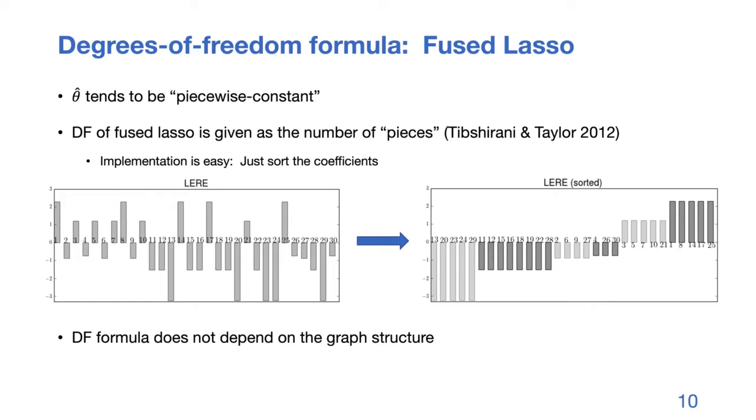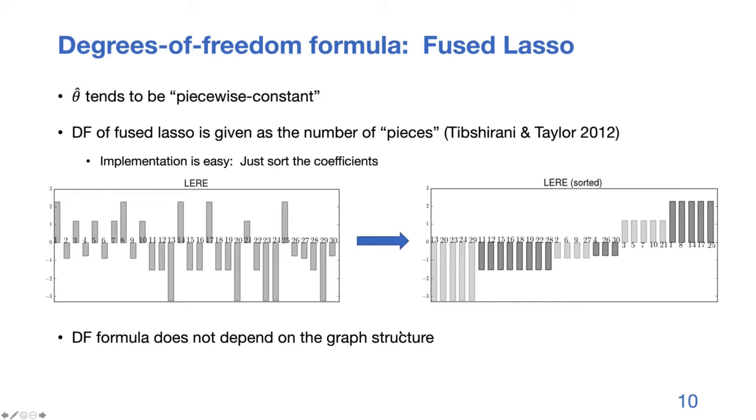So in this case, again, the implementation is very easy because we just sort the coefficients in, let's say, ascending order, and then count the number of steps or jumps. So the point is that this degrees of freedom formula does not depend on the graph structure we used.